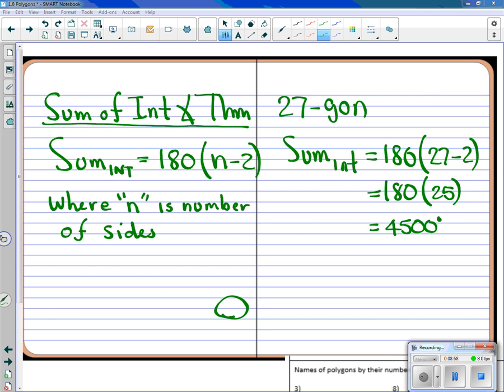Okay, so I got the sum of a 27-gon to equal 4,500 degrees. That means if I drew a 27-gon, 27 sides, which I can't do, it's just too much, and I added up every angle inside this thing, the total would be 4,500 degrees. All right, let's move.